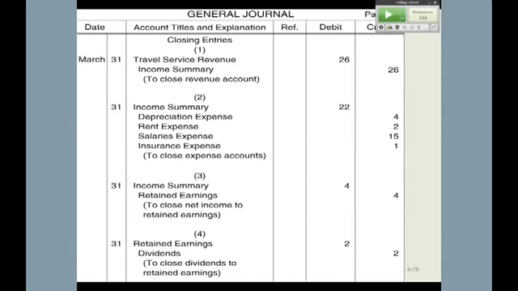So the income summary would have debits of 22, credits of 26, and the balance would be 4. And that balance would have to be then transferred to retained earnings. And we transfer that to retained earnings by entry number 3. So we debit income summary and credit the retained earnings.